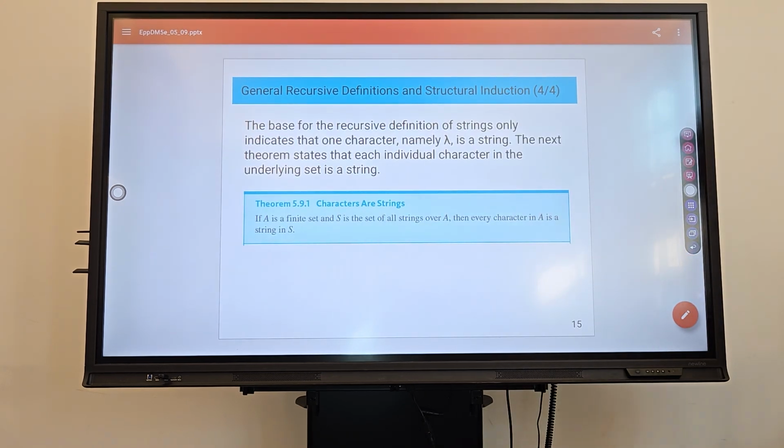The base for the recursive definition of strings only indicates that one character, namely lambda, is a string. The next theorem states that each individual character in the underlying set is a string. If A is a finite set and S is the set of all strings over A, then every character in A is a string in S.